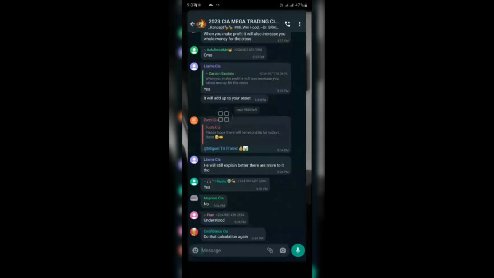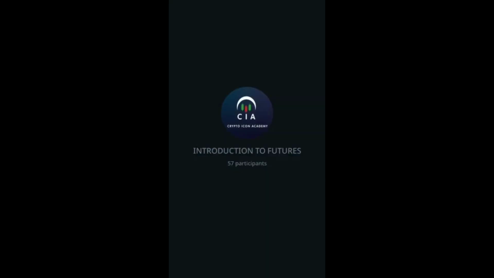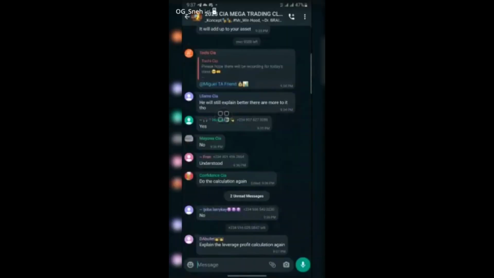We'll get to that place later. But do you understand what leveraging is? Leveraging just means that you are borrowing more money. That's what leveraging means.